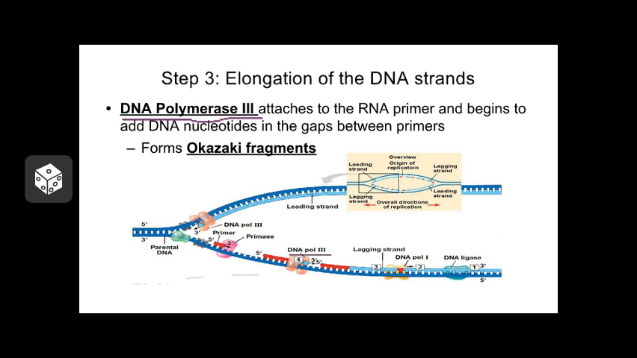It's going to grab onto the 5' end of the primer from the last step, and it's going to truck along until it hits the next primer. And it's going to be filling in DNA nucleotides in those spaces. This results in little chunks of DNA existing between the primers, and we call these Okazaki fragments.